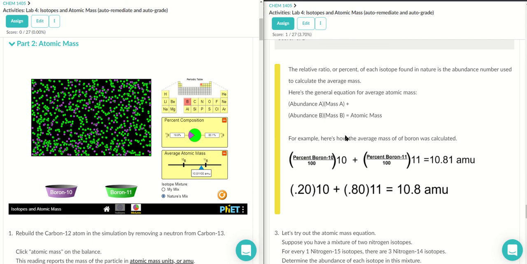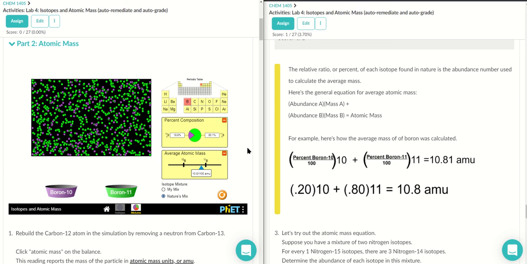The way that you calculate the average atomic mass or the weighted atomic mass, that's the same thing, is you will take your percent. So let's say that 19.9 rounded to 20 here. Divide it by 100, and that gives you the 0.20. So if you take 20 and you divide it by 100, you're going to get 0.20. So that's where that 0.20 is coming from. And then you multiply it by the mass of your first isotope that you're working with. So the mass of that one is 10. That's boron 10. So that's where that 10 is coming from here.